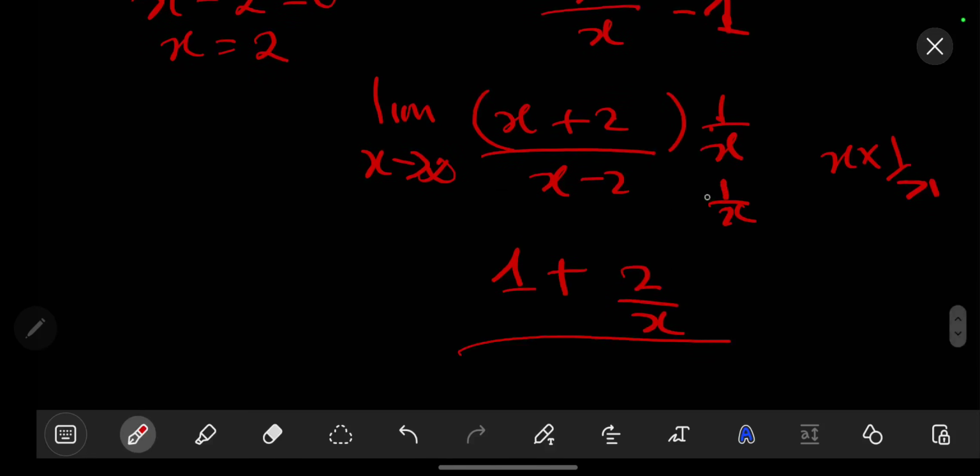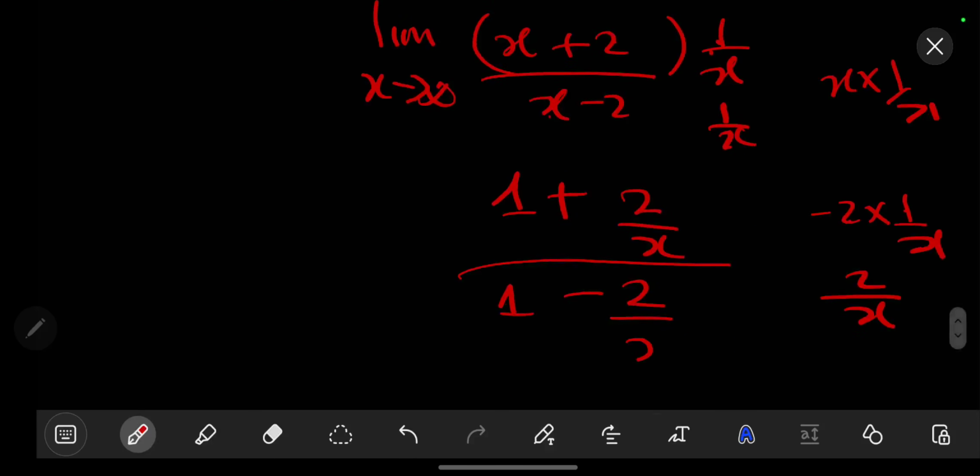Then we have 1 over x times x. This x and this x will cancel. We are going to have a 1. Then we have a negative 2 times 1 over x. This will give us 2 over x. So we have minus 2 over x. So this is the limit as x approaches infinite.